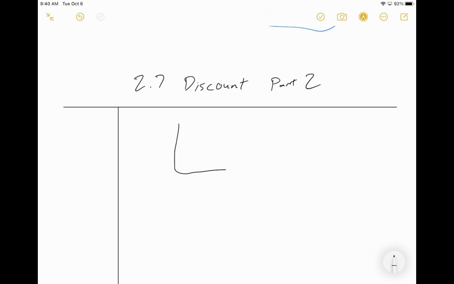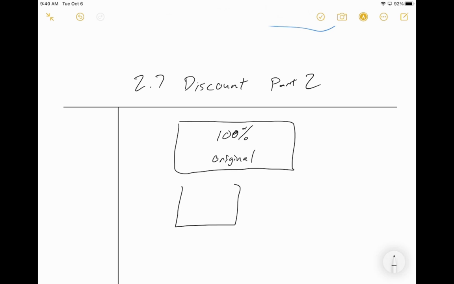We had our piece of paper, and we said this is 100%, and that's the original amount. Then we took off a chunk, a little sliver. We said this is 20%. This is our discount price right here, which means we're left with our sales price, which would be 80%, right?